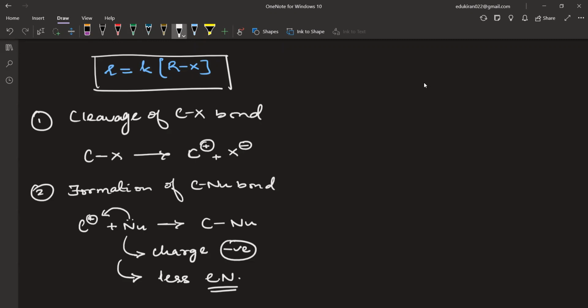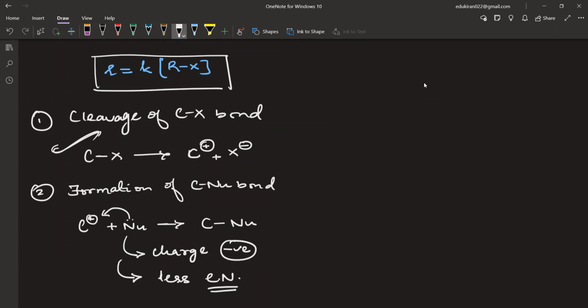Okay. Now, there are two steps here. And do you know that the slowest step is the rate determining step, or do you have a problem understanding this? Slowest step is RDS. What is RDS? Rate determining step. That means the rate is determined by this step, the first step.